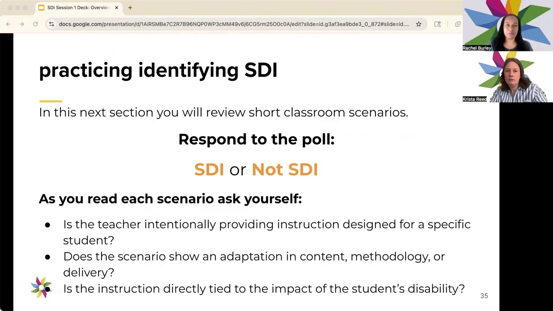So we're going to review four scenarios. You can follow along, but basically we're going to be deciding, is this SDI or is this not SDI? As you listen to each scenario, you can ask yourself: is the teacher intentionally providing instruction designed for a specific student? Does the scenario show an adaptation in content, methodology, or delivery? Is the instruction directly tied to the impact of the student's disability? All right, so keep those questions in mind.